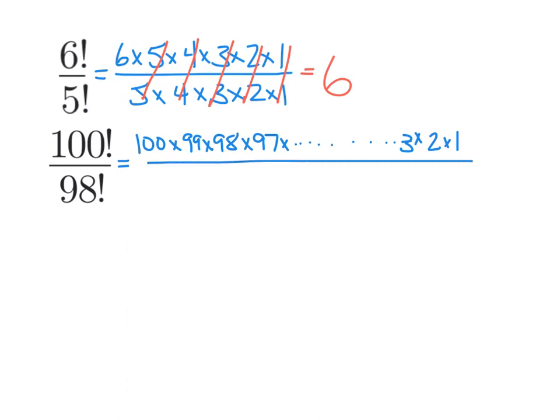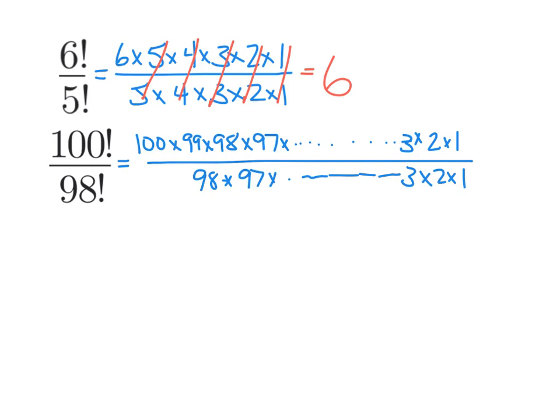And that is going to be an extraordinarily large number. So will 98 factorial. But by its definition, 98 factorial is 98 times 97 times 96 times 95, all the way down to 3 times 2 times 1.